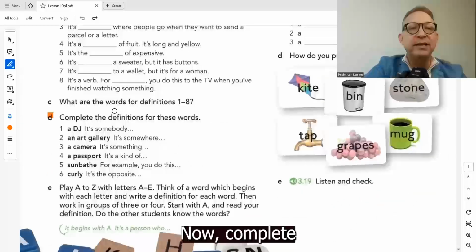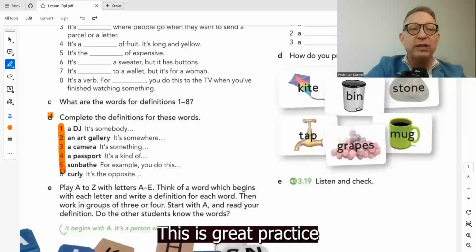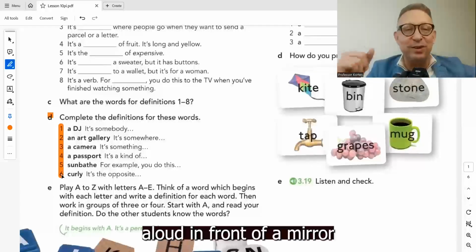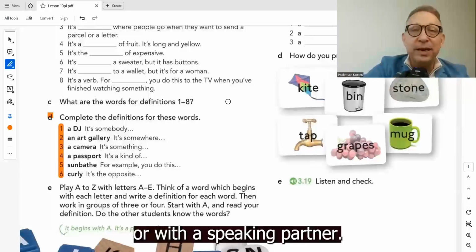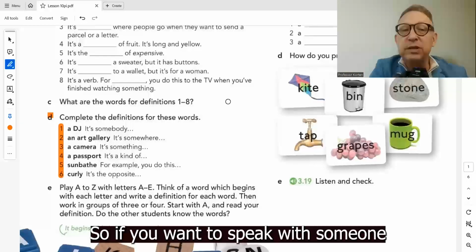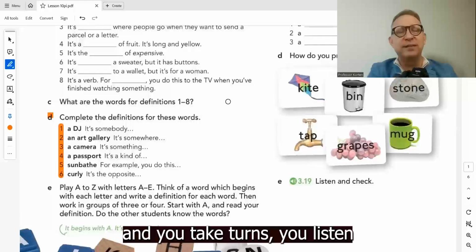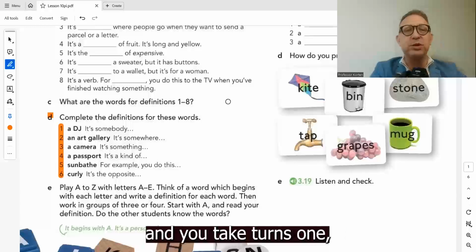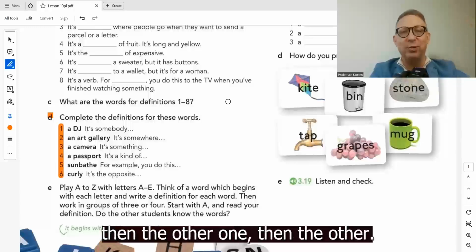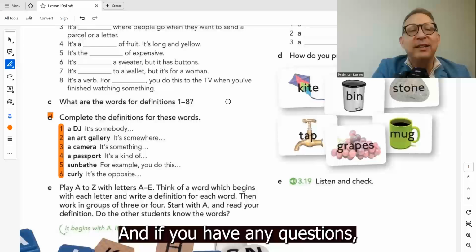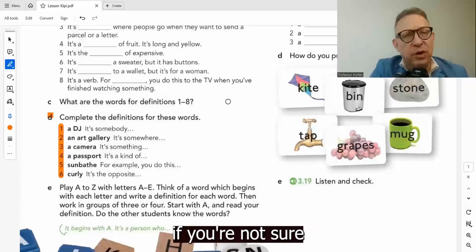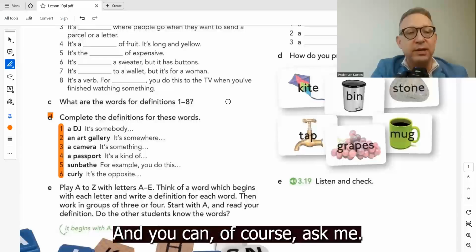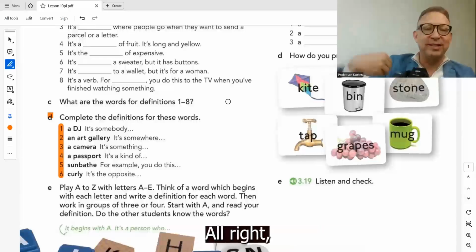Now, complete the definitions of these words. These are great. This is great practice to do either on your own, aloud in front of a mirror, or with a speaking partner. So if you want to speak with someone and you take turns, you listen and see if the other person said it correctly, then the other person goes and you take turns, one, then the other. And if you have any questions, if you're not sure whether something is correct or not, write it down and you can, of course, ask me. All right.